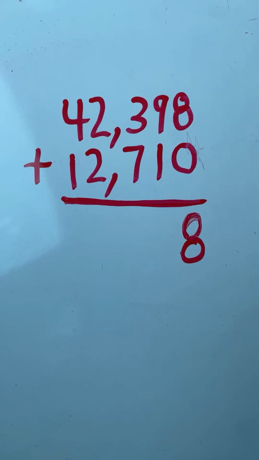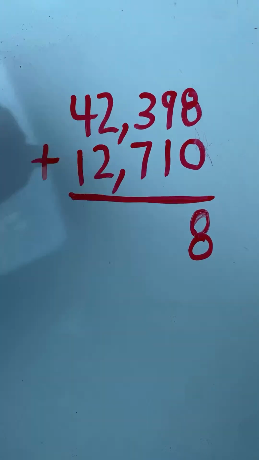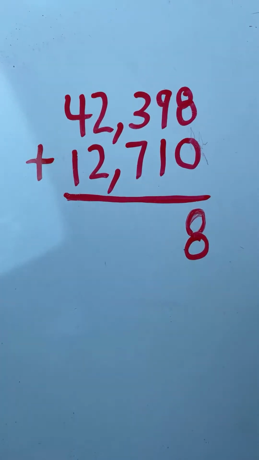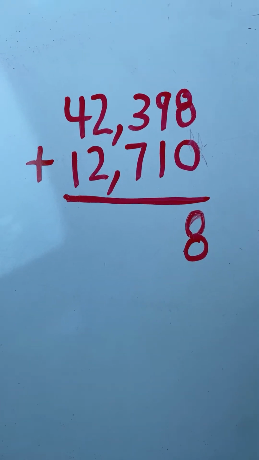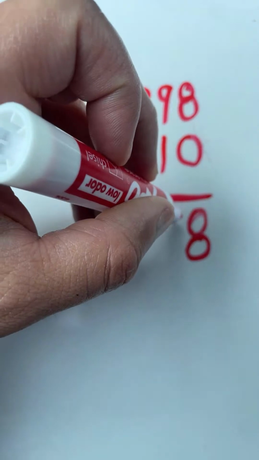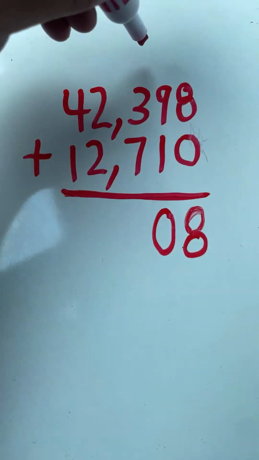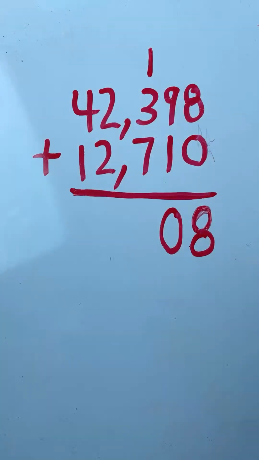Next, we go to the tens place. We're going to add 9 plus 1. 9 plus 1 equals 10. So in the tens place, we will need to regroup. So the 0 in 10 goes in the tens place. The 1 in 10 gets carried over to the hundreds place.